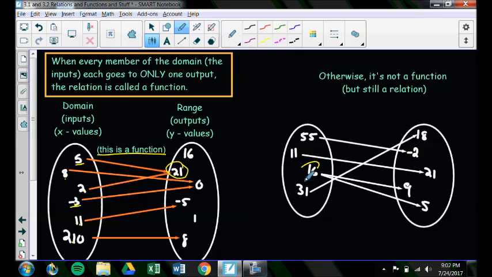Here, the number 16 is going to 9 and 5. That is not a function. It's a relation. You know, we've got these inputs going to these outputs. It's a relation, but it's not a function. And that's not necessarily a bad thing. It's just when we tell you something is a function, then you know each input is going to exactly one output.